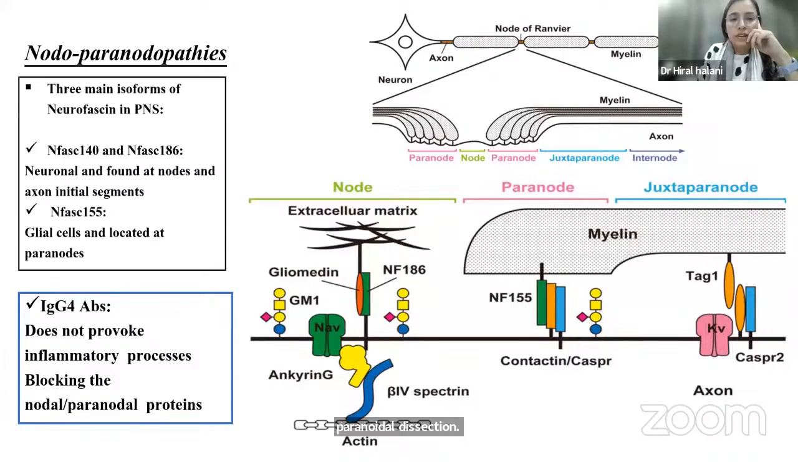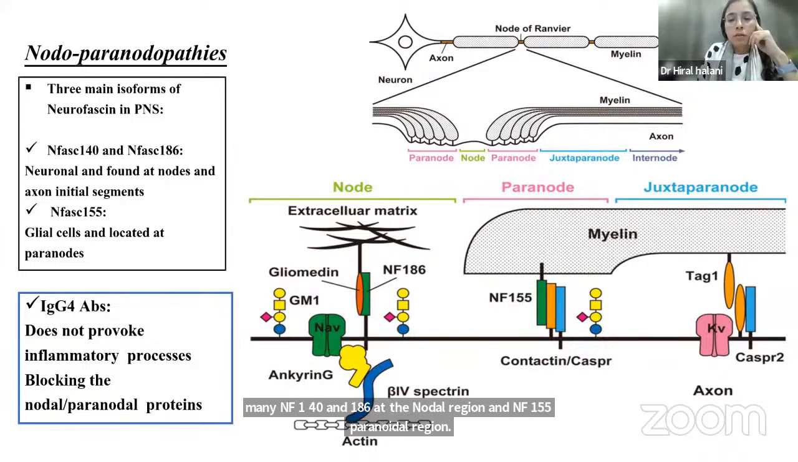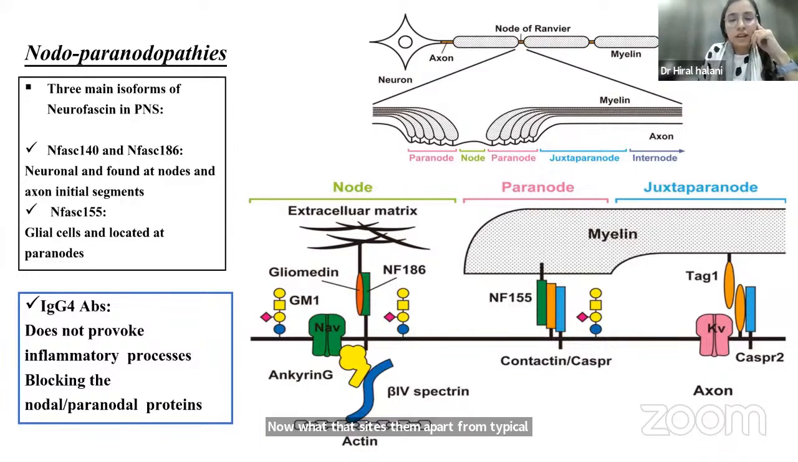So the neurofascin isoforms, which we are aware of, are mainly three: NF140 and 186 at the nodal region and NF155 at the paranodal region. And what sets them apart from typical CIDP is that these are IgG4 antibodies, which differ in the pathology.